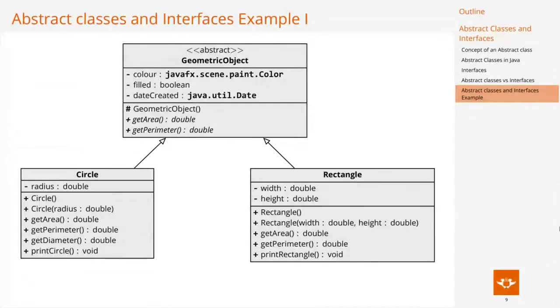So here is what we've seen already in the last lecture, where we looked at geometric object, circle, and rectangle. However, you can see now at the top of the geometric object class, there's, in angle brackets, sort of an annotation for UML, the word abstract. This is to indicate this is an abstract class.